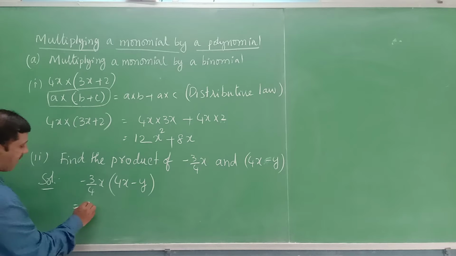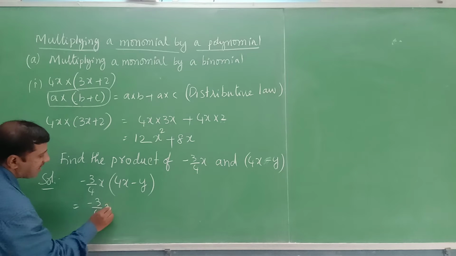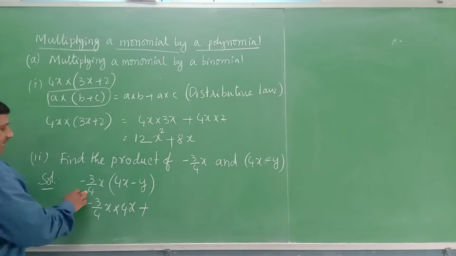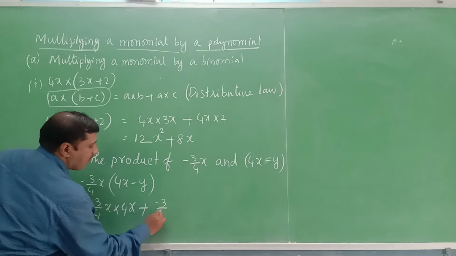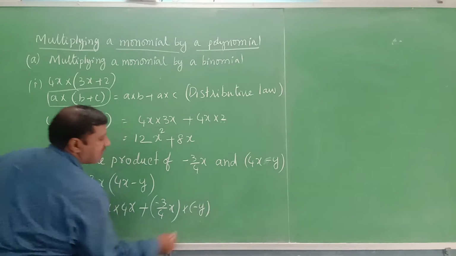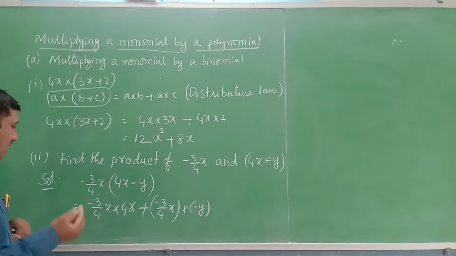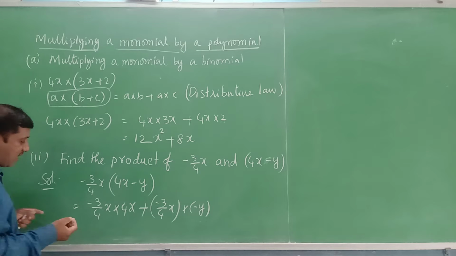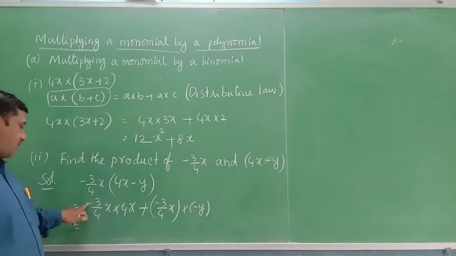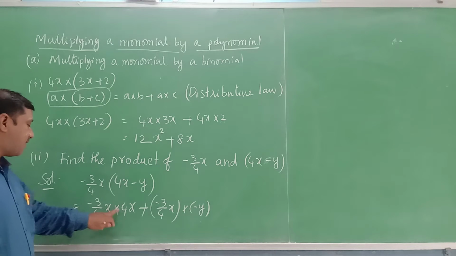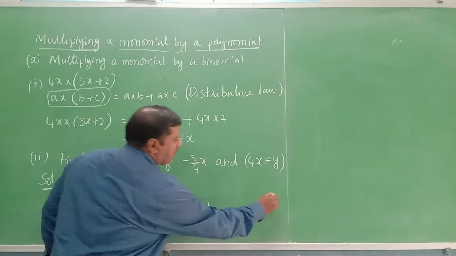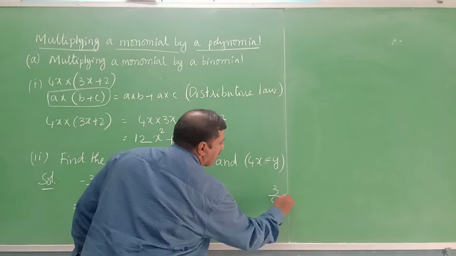That is minus 3 by 4x is multiplied with 4x, plus again minus 3 by 4x is multiplied with minus y. Now what do we get? Here multiply the arithmetic signs: minus into plus is minus. Minus 3 by 4 into 4. 3 by 4 into 4. Can we cancel 4?